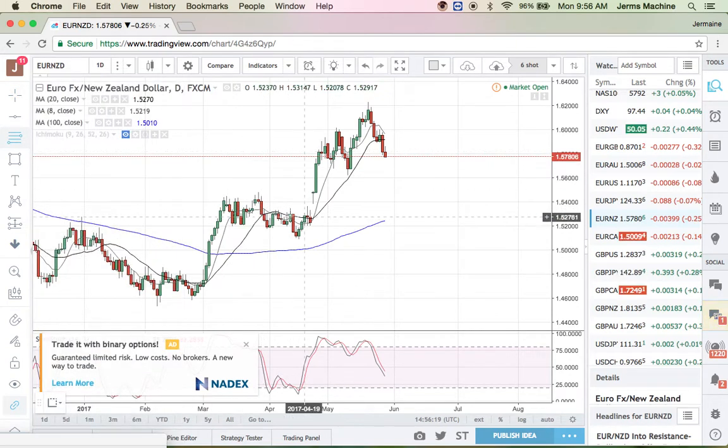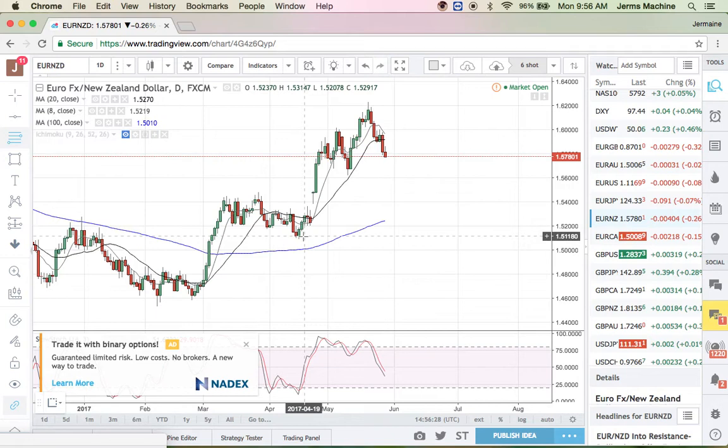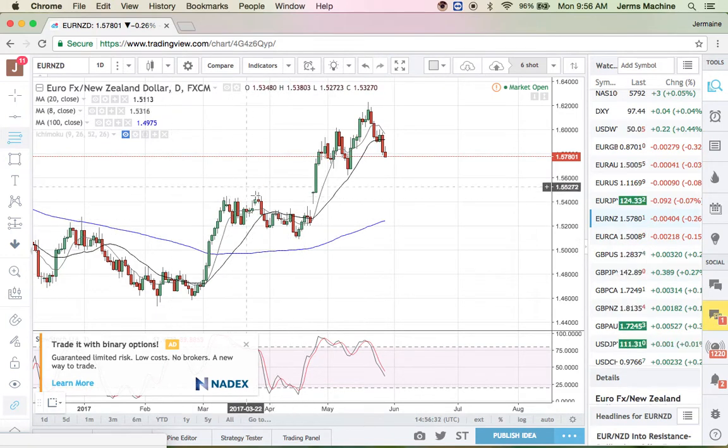This right here isn't a pullback. This is just sideways action, right? You got to recognize the pullbacks. This is a pullback. You can see it pulled down. This really just pulled sideways. This is really just what you call a bull flag. So I'll talk about this in a minute.